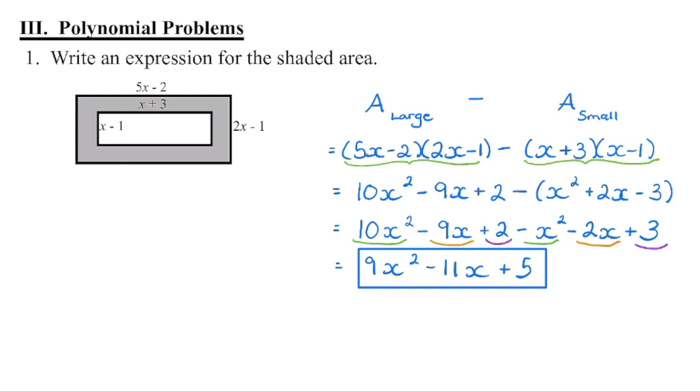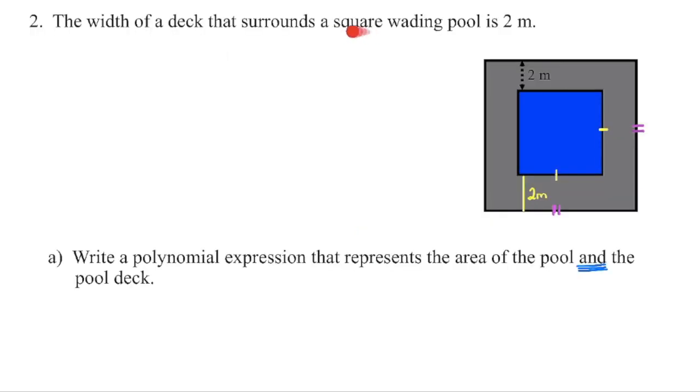In our next question, we have a square wading pool in blue here, and we also have a square deck that surrounds that pool. We have to write a polynomial expression that represents both the area of the pool and the pool deck. So what is the area of this entire piece here? Because it's a square, we know that the length and the width will be equal on both the pool and the deck. So we're looking for what this dimension is.